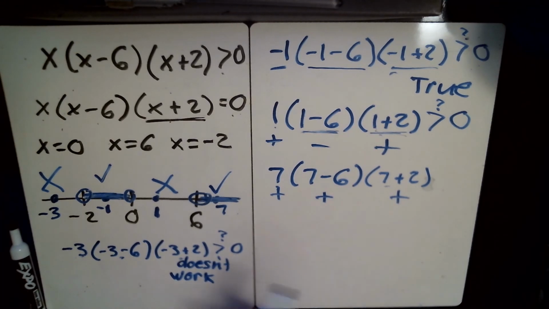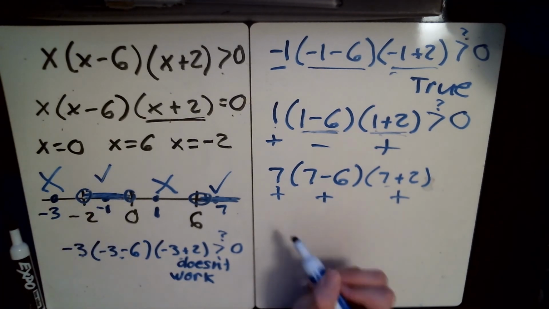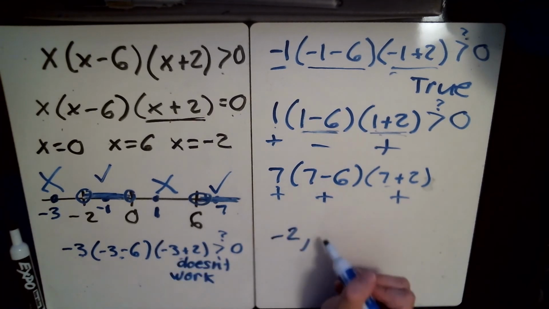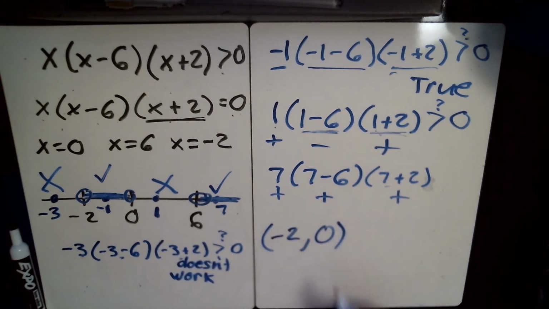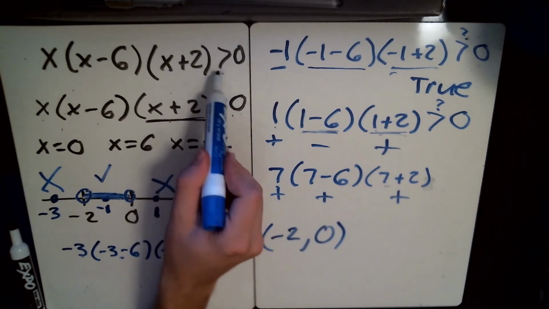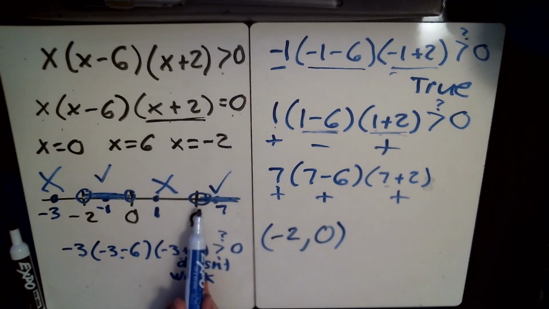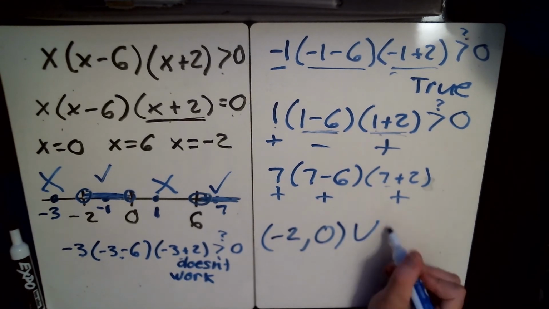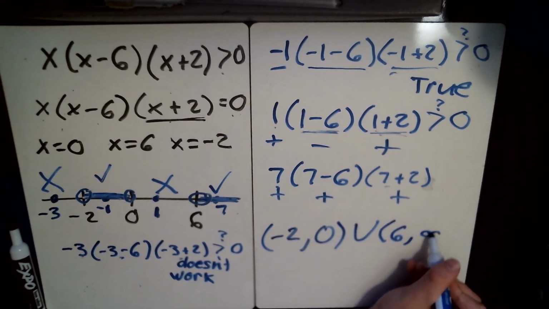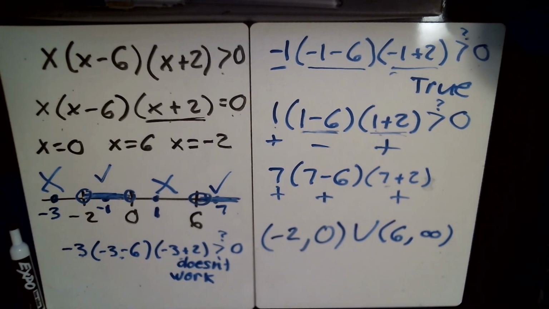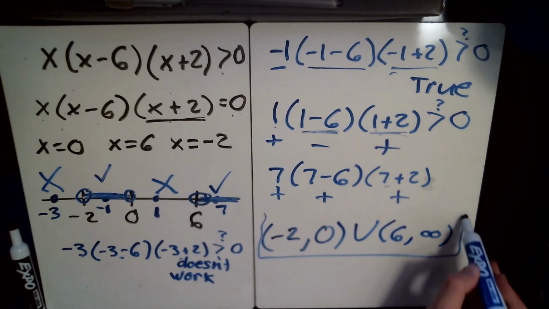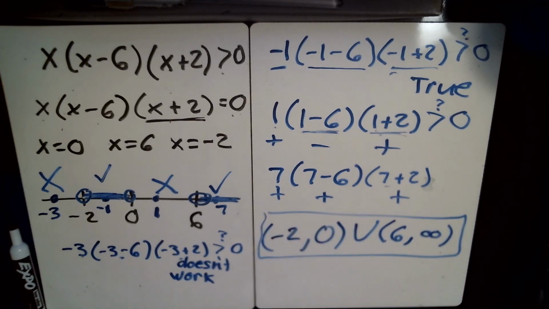So in total, my answer is going to go from -2 over to 0 with parentheses on those because we're not including them, since it's not greater than or equal to, and then from 6 to infinity. Okay, and that would be our answer there. So hopefully that helps with that one. You can try the homework problem on this, and I'll see you in the next video.